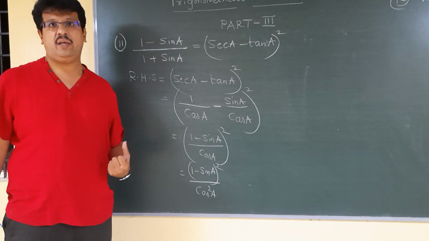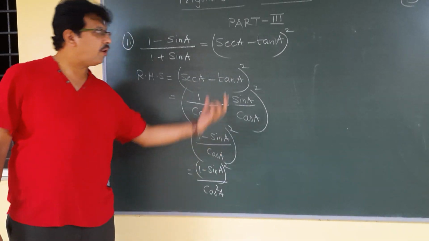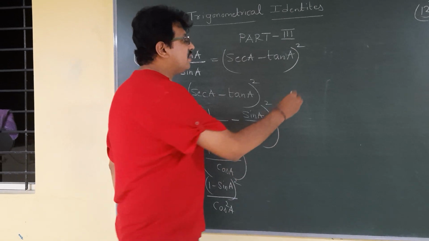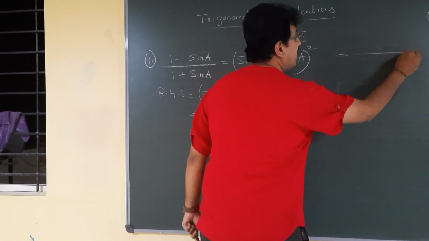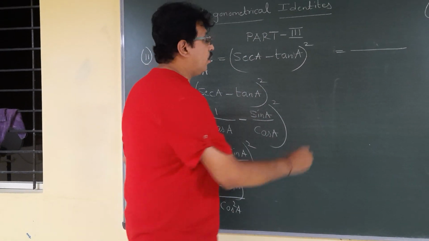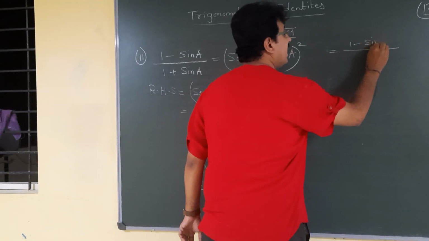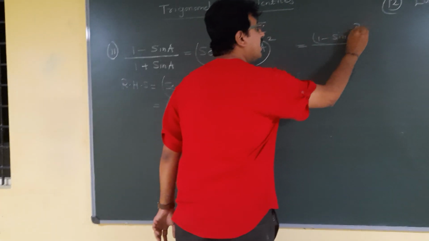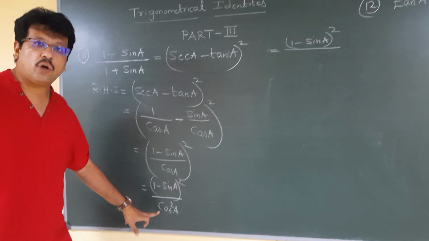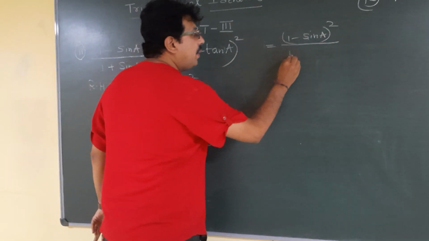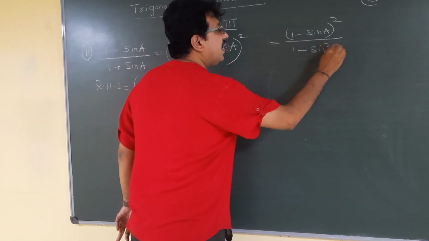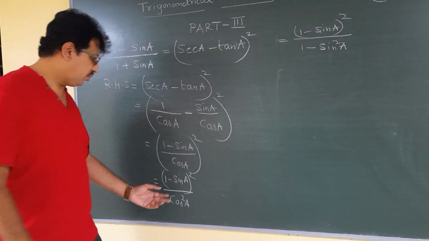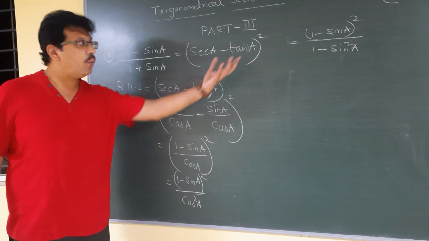What is cos square A? Again comes the question for you. Cos square A is nothing but 1 minus sin square A, children. So you should be able to remember that. 1 minus sin A whole square will write as it is, as it is, will write numerator. Denominator is cos square A, which is 1 minus sin square A. That's very important, children. So you need to understand that cos square A is 1 minus sin square A.